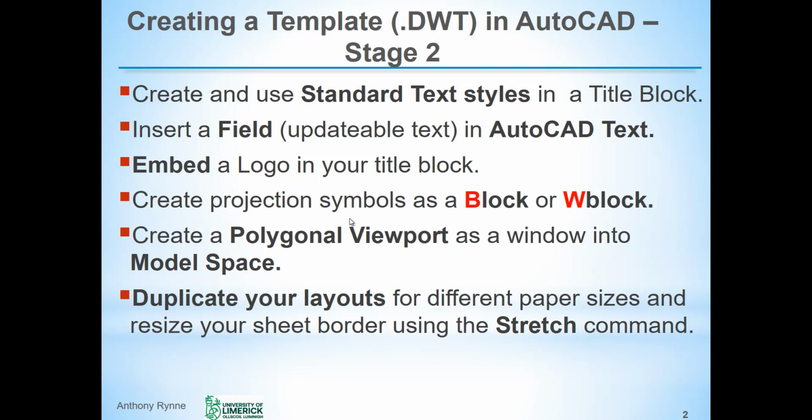We'll create the projection symbol as a block, and we'll also discuss W block or write block, where your block or your symbol can be written out to an actual drawing file. We will create a polygonal viewport as a window in model space in order to see our model space geometry. And then we'll show you how to duplicate your layout for different paper sizes and how to resize and stretch your border using the stretch command. And this is a big time saver.